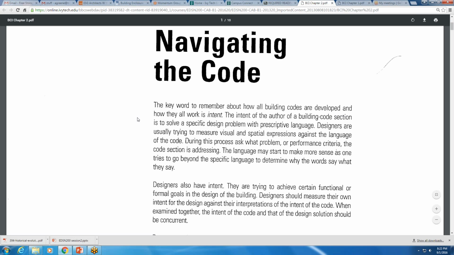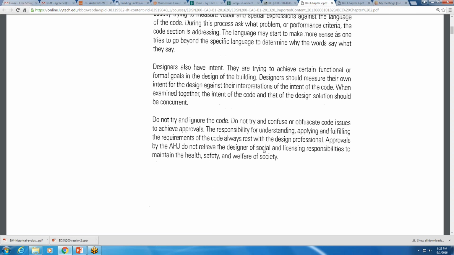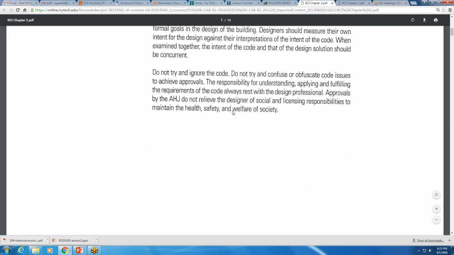Navigating the code. The key word to remember about how building codes are developed and how they work is intent. So you're going to get into an area where you say, well, I think I'm reading the code one way, but it could be applied another way. There are gray areas or ways in which you could bend the code if you get approval on it. Say I have two different multi-use facilities: this one is smaller, but it's the one that's going to have the higher occupancy, and that's allowed due to the building materials. There are some where they overlap in different ways, so you're going to have to think of the intent behind the code and how it applies to what you're specifically doing.